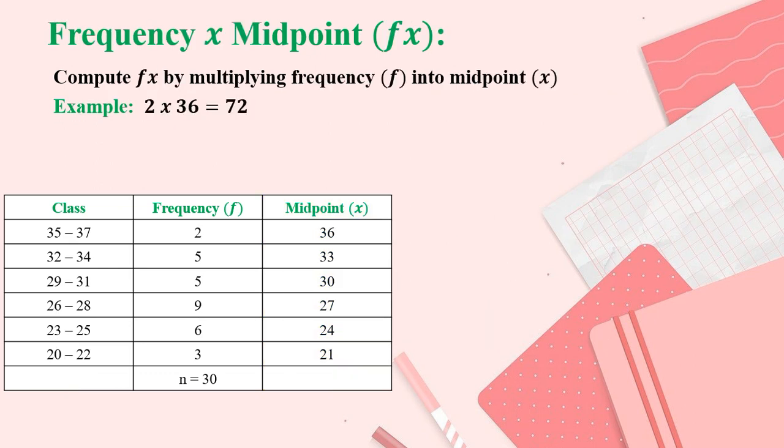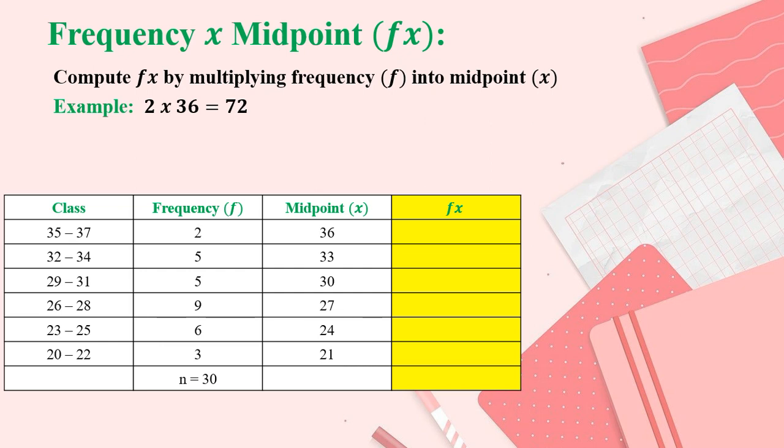Next. Okay, fourth column in our FDT po is f of x. So, to compute for f of x, you need to multiply the frequency and the midpoint. So, ang example po natin dito, we have 2 times 36 is equal to 72. Again, to find the f of x, all you have to do is to multiply your f, ito po, to your x, yung column na ito. So, f times x para makuha si f of x.